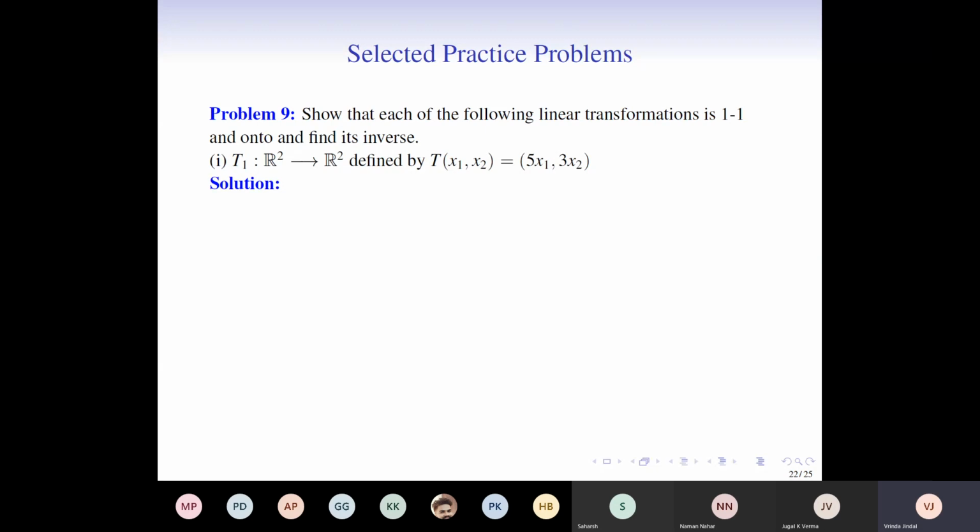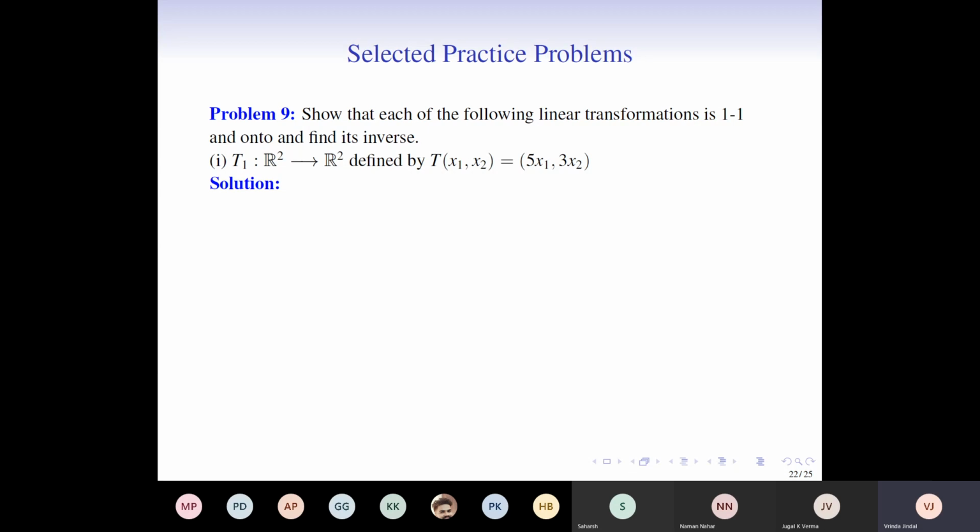Next problem was that we were given two linear transformations, and we had to prove that they were 1-1 and onto, and that we also had to find the inverse of these transformations. So I'll just do the first one, and the second one I've put in the slides. You can have a look at it later.